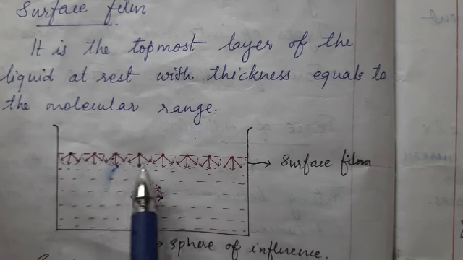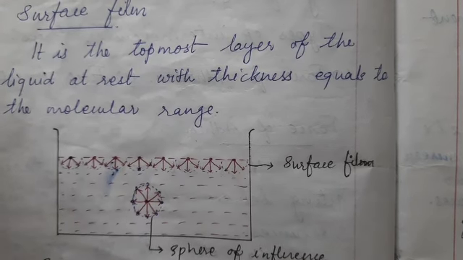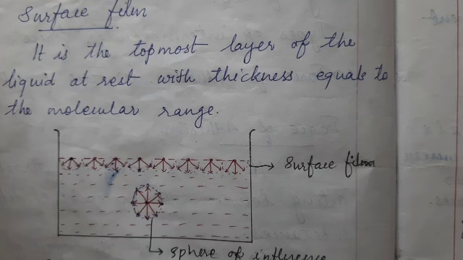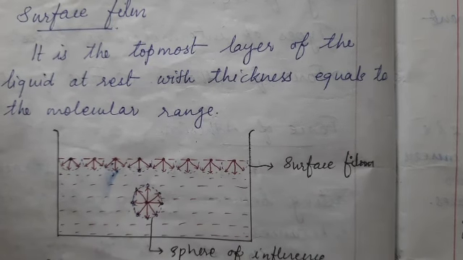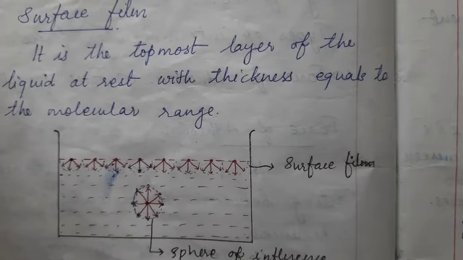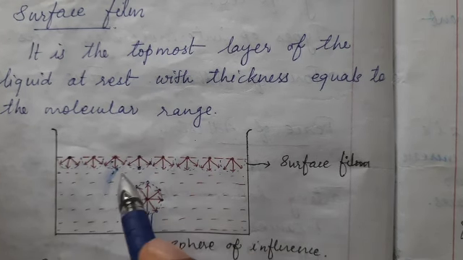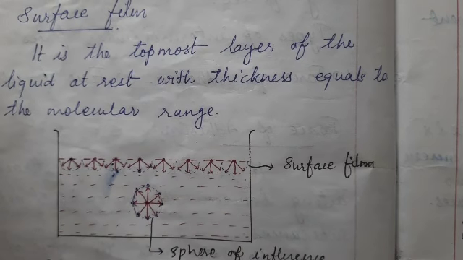But for the topmost layer of the liquid, all the molecules are under a particular force which we call a tension, and this tension is called surface tension. So the free surface of the liquid at rest feels a tension, a pull downward. That tension is called surface tension. As a result, the area of the free surface will be minimized. It will be much smaller because of the downward pull.